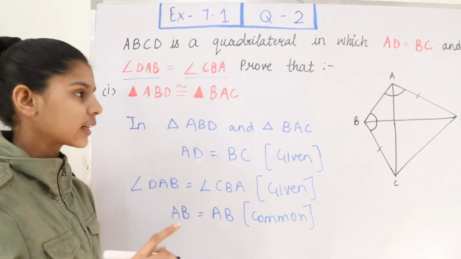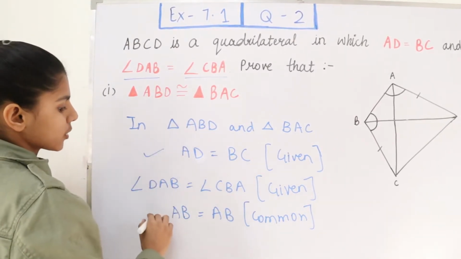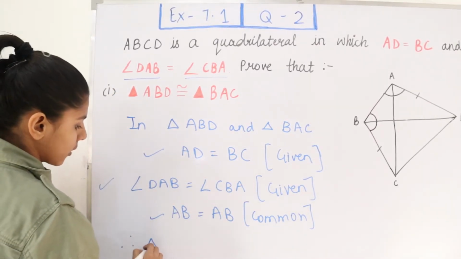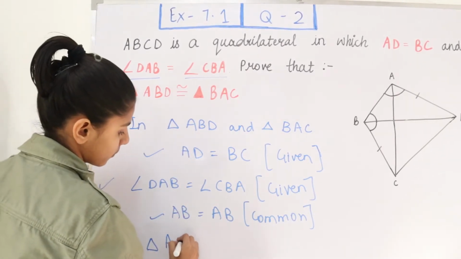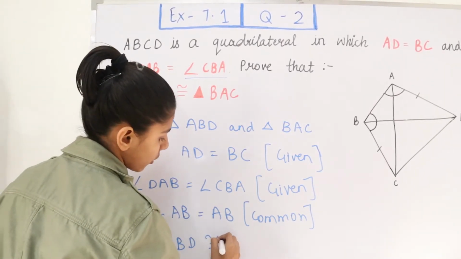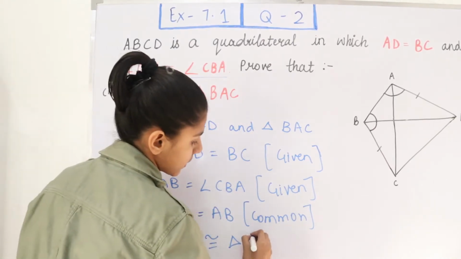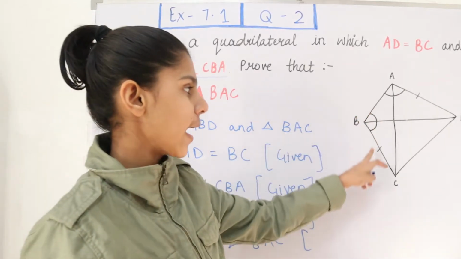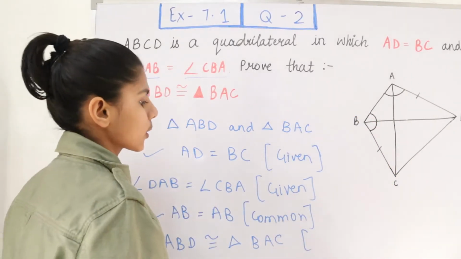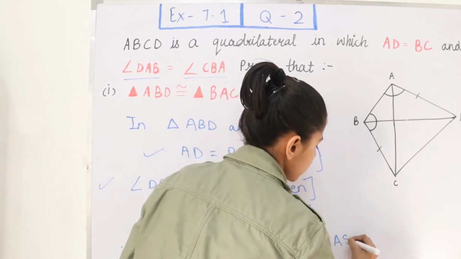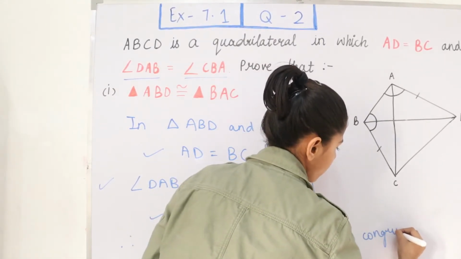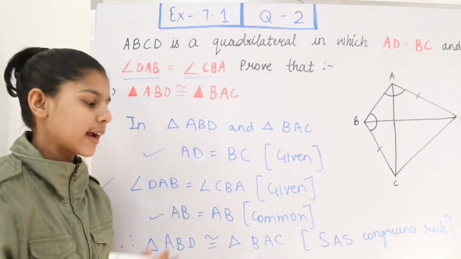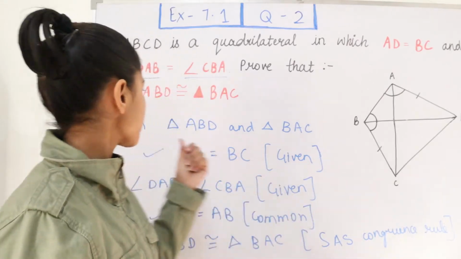So now we have got three conditions: two sides and one angle. So they are congruent. Therefore we can write triangle ABD is congruent to triangle BAC. And by which congruency rule are they congruent? You can see that there are two sides and one included angle. So hence we can write they are congruent by the SAS congruence rule, the side angle side congruence rule. So this was the first part.